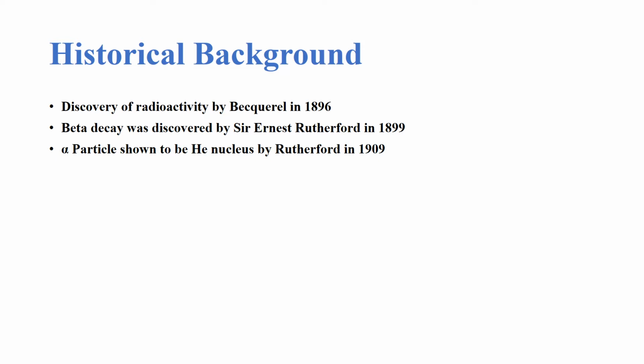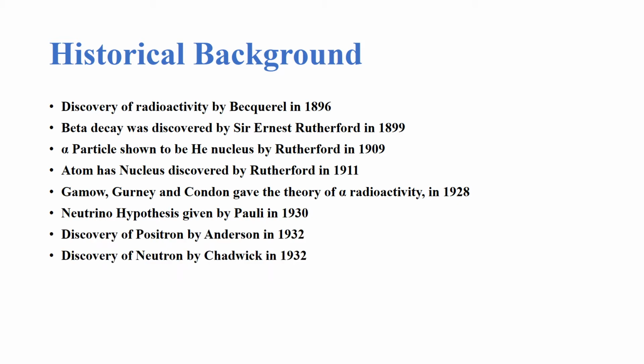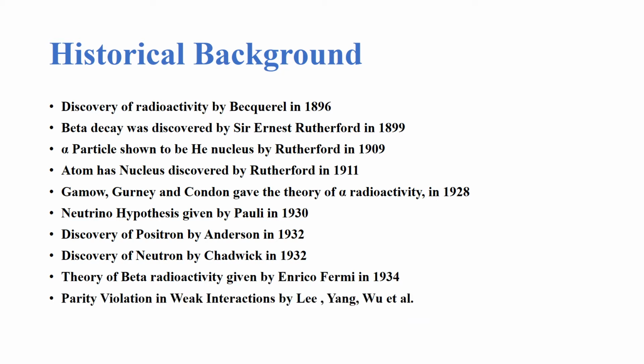In 1909, Rutherford identified the alpha particle as the helium nucleus. In 1911, he bombarded gold foil with alpha particles and found out that there was a nucleus inside the atom. In 1928, Gamow, Gurney, and Condon gave the theory of alpha radioactivity. Later on, in 1930, Pauli gave the neutrino hypothesis. In 1932, Anderson discovered the positron, and in 1932, Chadwick discovered the neutron. And then in 1934, Enrico Fermi gave the theory of beta radioactivity.